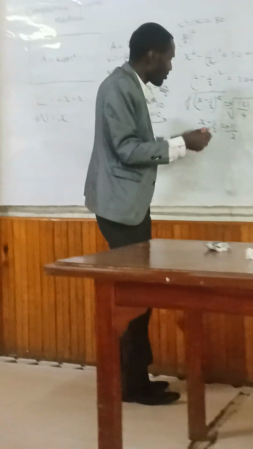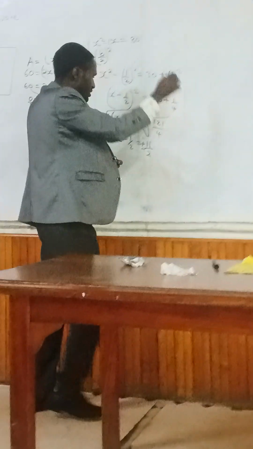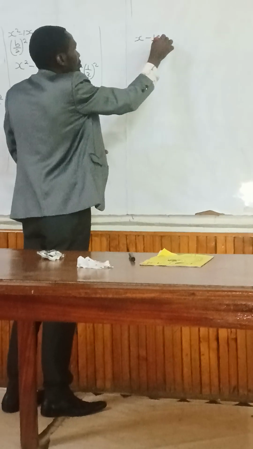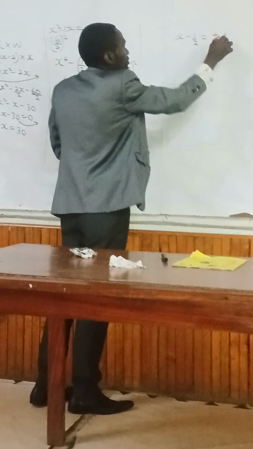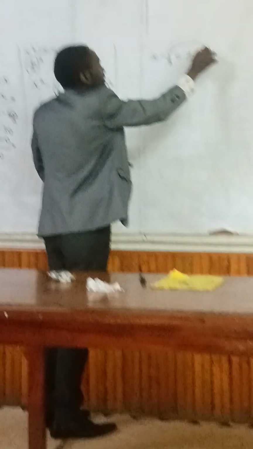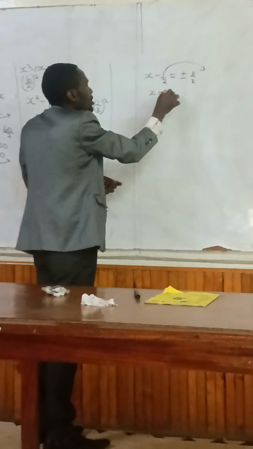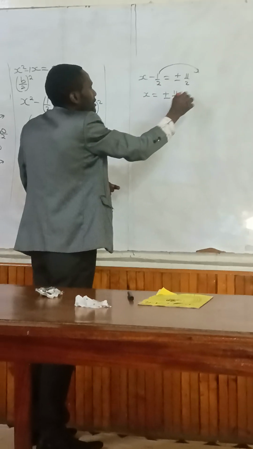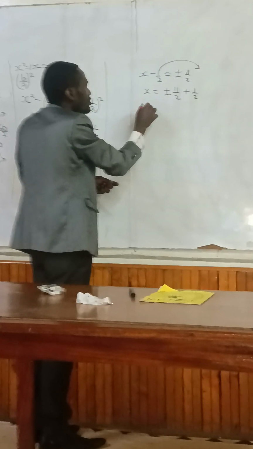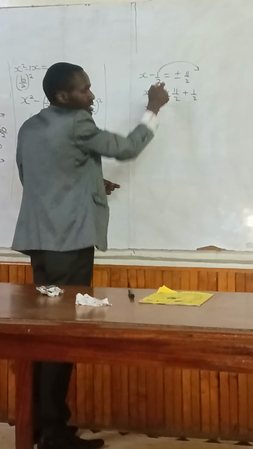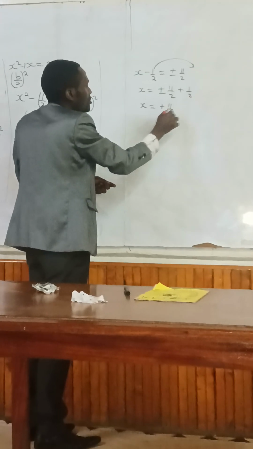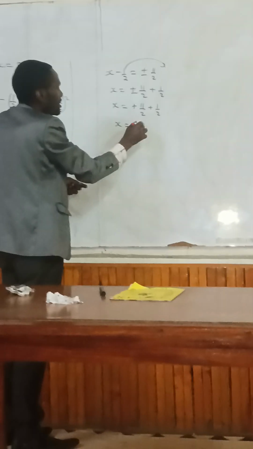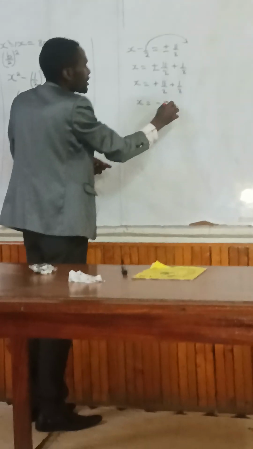Next step. I'm going to write this: x minus a half is equal to plus or minus 11 over 2. I'll take a half to the other side. So I'll have x is equal to plus or minus 11 over 2, and minus becomes plus. The values of x: I'll first use plus, so plus 11 over 2 plus a half. And the other one, x is equal to minus 11 over 2 plus a half.